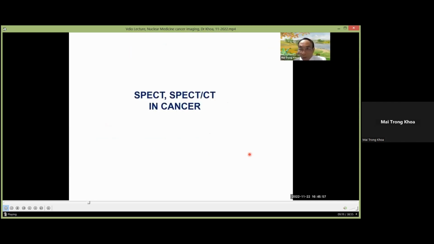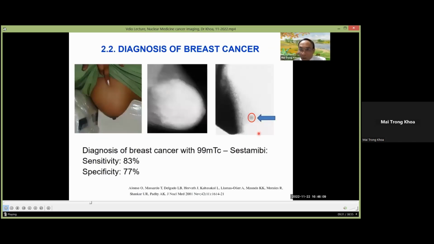And now here we see the value of SPECT in oncology. The first is for breast cancer. The SPECT technique can achieve sensitivity up to 80% and specificity of about 77% when we scan with the 99mTc technology sensitivity.